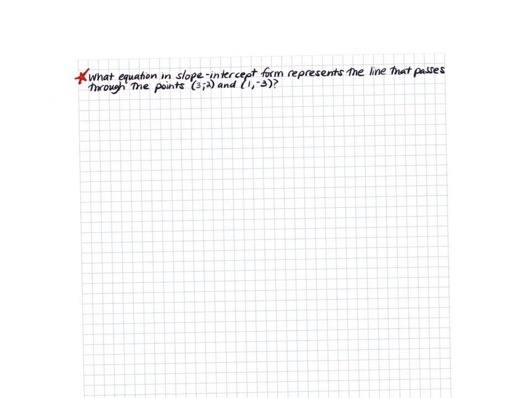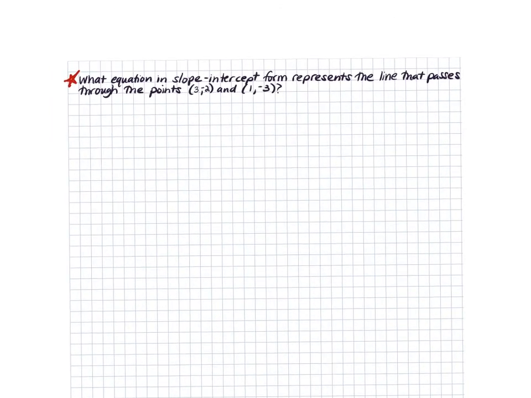Okay, and then there is one for you to try on your own. What equation in slope-intercept form represents the line that passes through the points? And I will remind you that slope-intercept form is y equals mx plus b. And the slope formula is m equals y2 minus y1 over x2 minus x1. So press pause and try this one on your own. Check back for the answer, and then we'll be done.